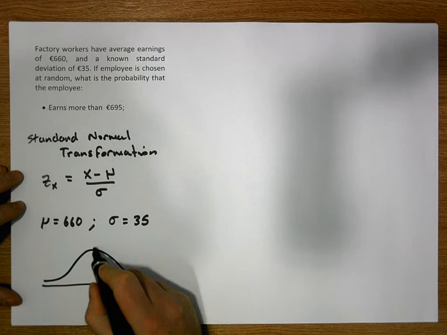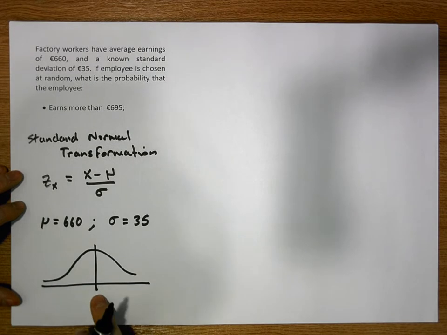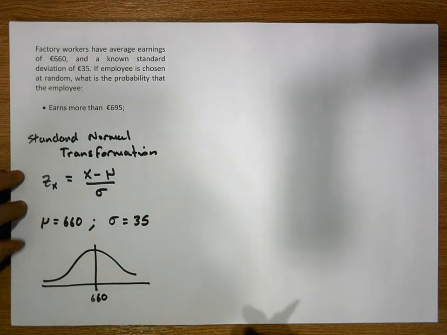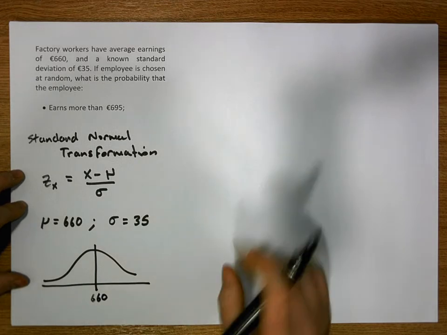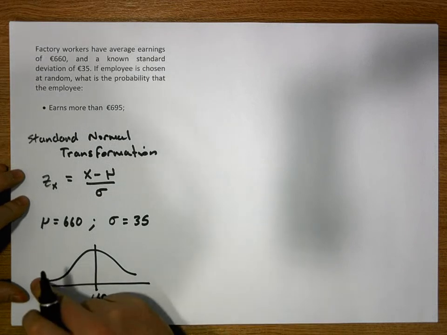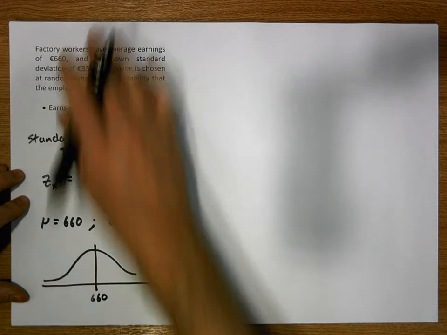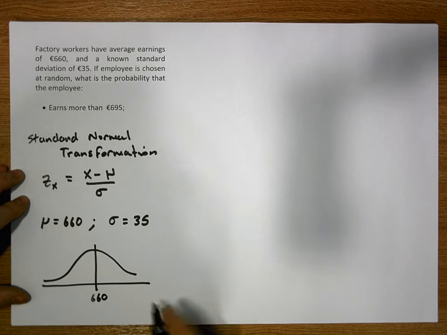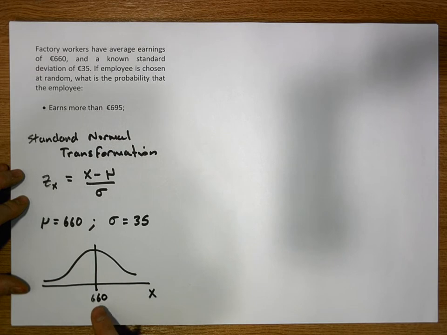A bell-shaped curve represents the population, and the center point of this curve is going to be the population mean, which is 660. This horizontal axis represents individual earnings of employees. The center point represents people that earn 660. To the right are people that earn more than 660, and to the left are people that earn less than €660.